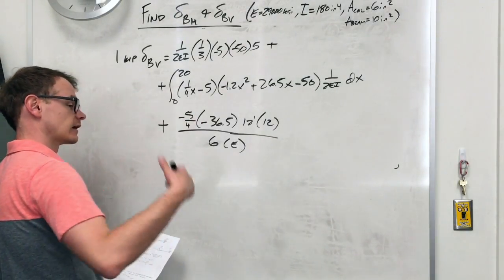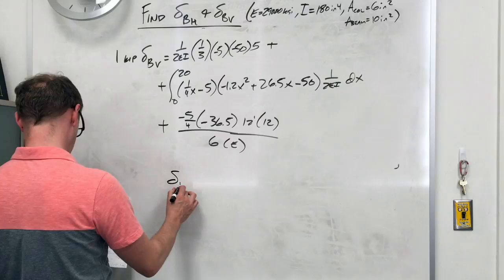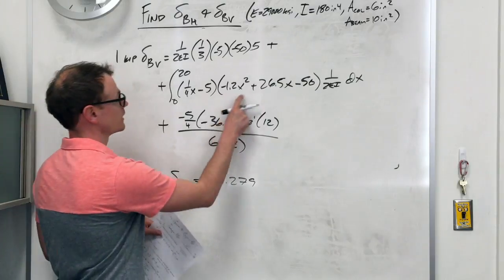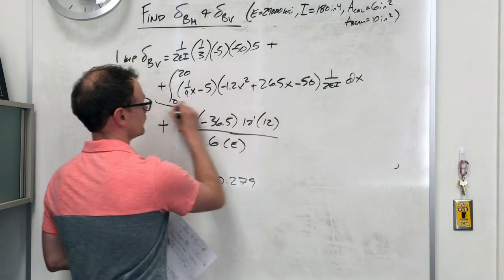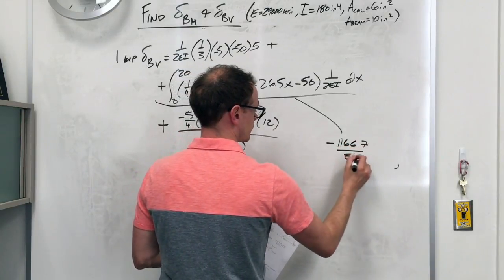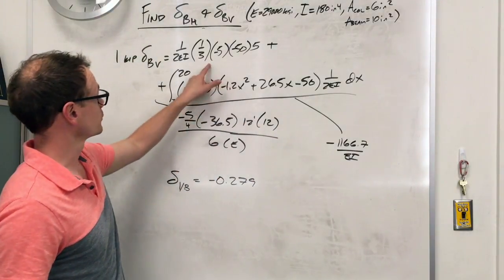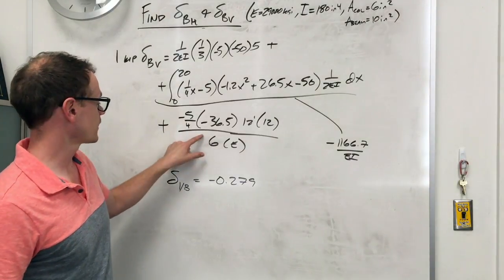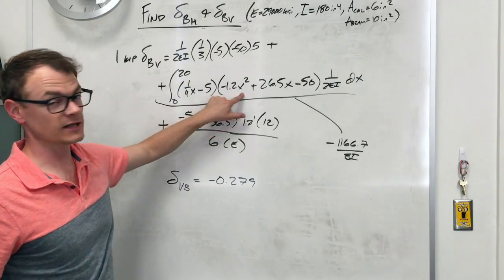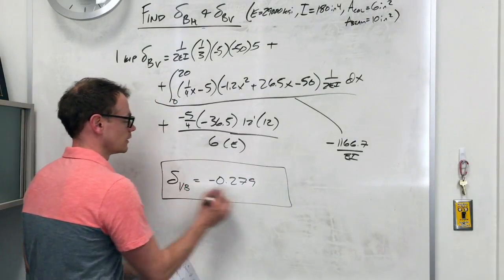So I'm going to evaluate all that, and again, I showed it on the PDF. So just to show, the answer is delta BV is 279. Now this comes out to be negative. This term alone is negative 1166.7 over EI, and that's the vast majority of the deflection. This one is pretty small, but this axial term is super, super small. This axial term is about half of this one, and this one's already small, and both of them combined are much less than this term. So just look at the PDF and you'll see the relative values of those two.